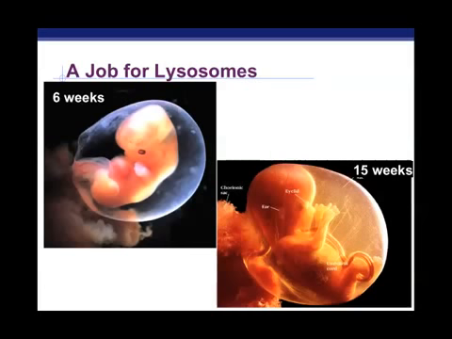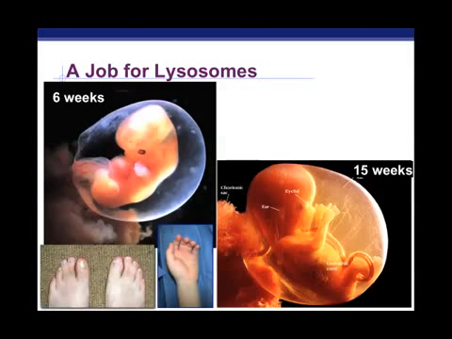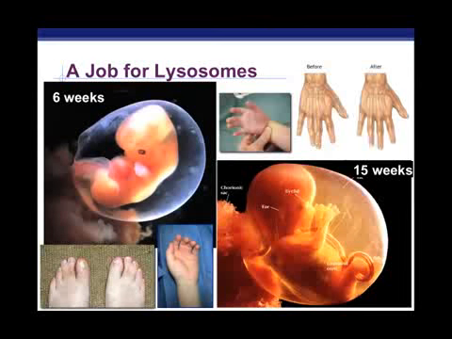Lysosomes are heavily involved with the development of our fingers and our toes. If you look at this, you can see a fetus at 6 weeks and at 15 weeks. At 6 weeks, the hand doesn't have individual fingers, nor do the toes. But if you look at by 15 weeks, they're breaking down to individual fingers. And what happens is, as the fetus is forming, the lysosomes in each of the cell help digest the tissue that's holding each of the fingers and toes together so that they become separate.